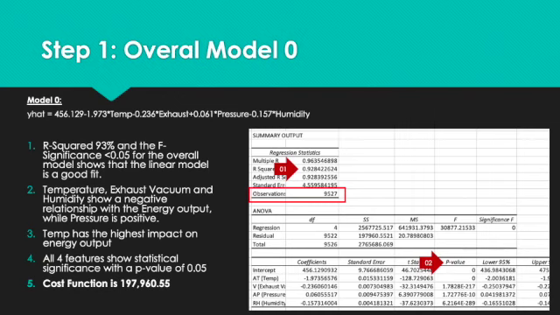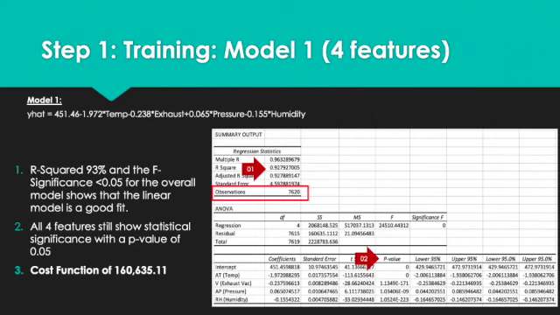In order to start comparing with the same data, I randomized all the data and then split it 80-20 into training and test data. Model 1 uses only the training data and the 4 initial features. All features are still statistically significant with less than 0.05. The model shows a good fit and statistical significance. However, we know from the scatter plot that this linear model might fail in predicting accurately because the data as presented doesn't show a linear trend.